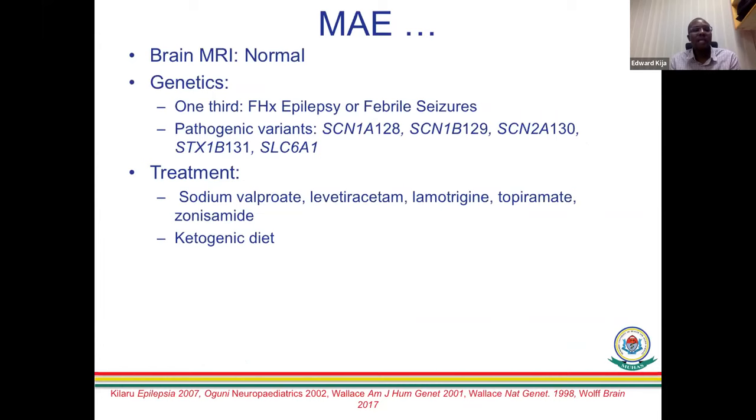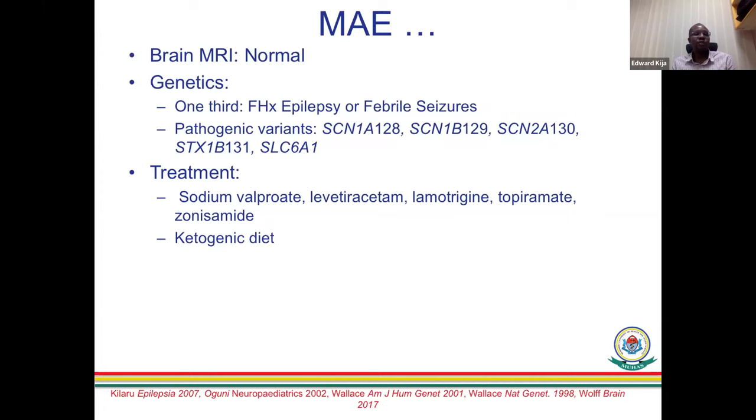The brain MRI is usually normal, and in 1/3 of the patients with myoclonic atonic epilepsy, they do have a family history of either epilepsy or febrile seizures. Some pathogenic variants which have been reported with myoclonic atonic epilepsy include SCN1A, the syntaxin gene STX1B, as well as the SLC6A1 gene.